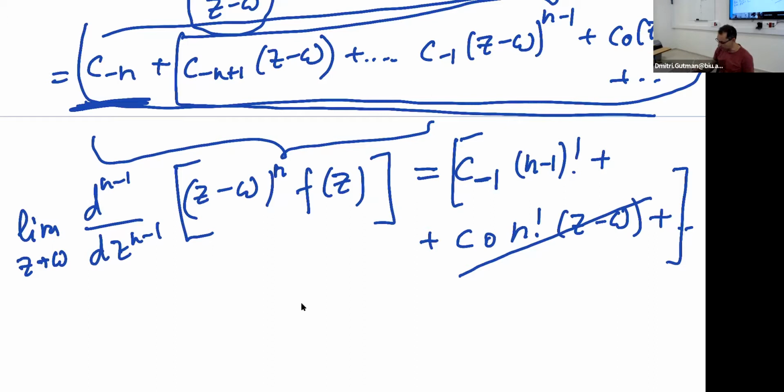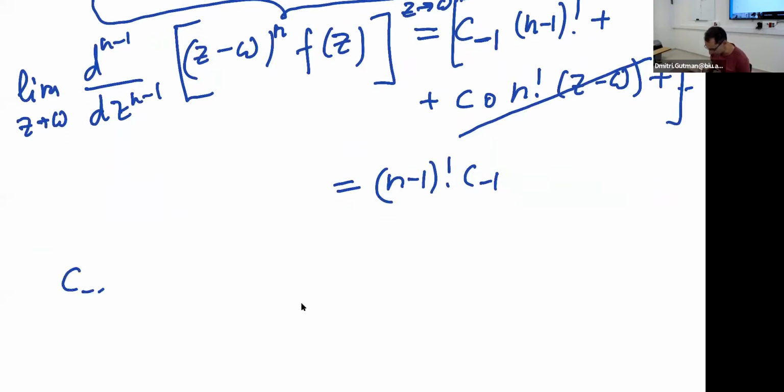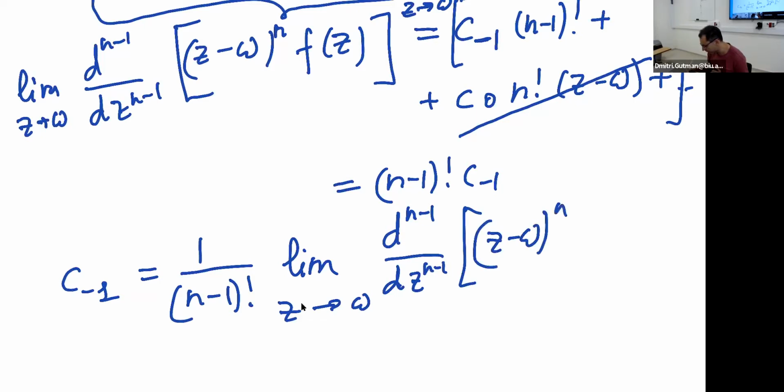So when z goes to w, the right-hand side becomes n minus 1 factorial times c minus 1. So the conclusion is that c minus 1 for this function is essentially 1 over n minus 1 factorial times the limit of z approaching w of the n minus 1 derivative of the function (z minus w) to the power n times f of z.